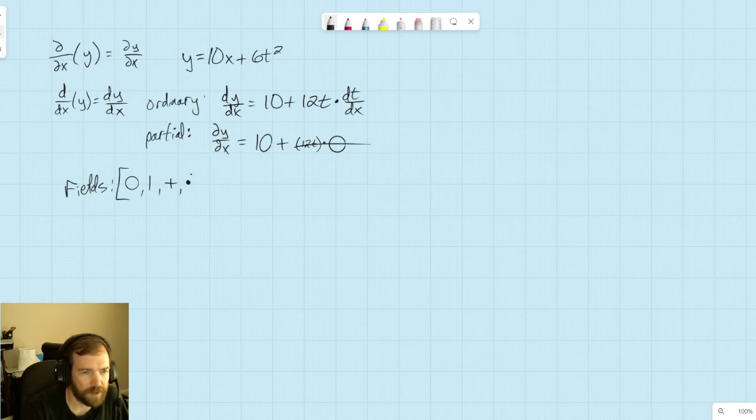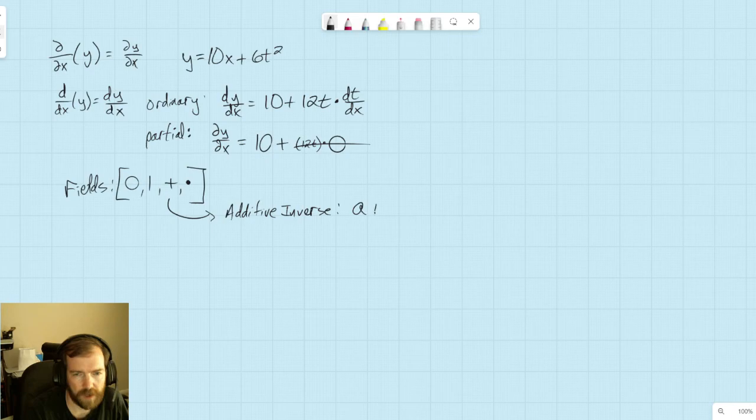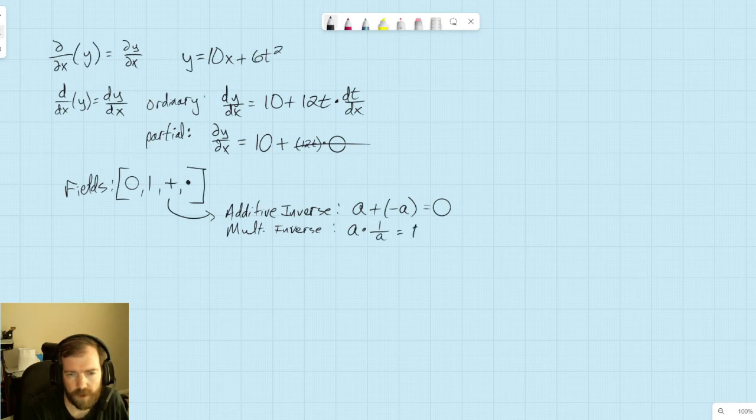So given that your field requires 0, 1, and addition and multiplication, when we use this, we end up with the additive inverse. So a plus negative a equals 0, and a multiplicative inverse, where a times 1 over a is equal to 1.